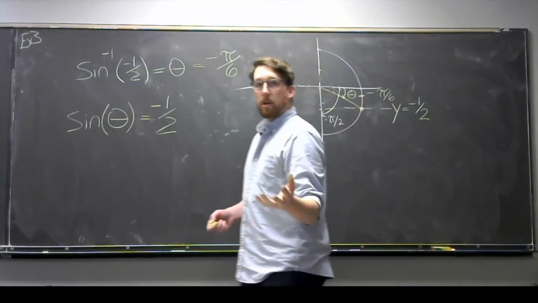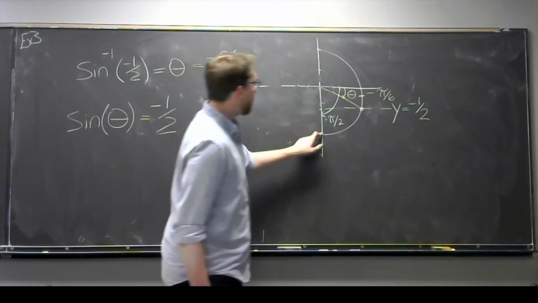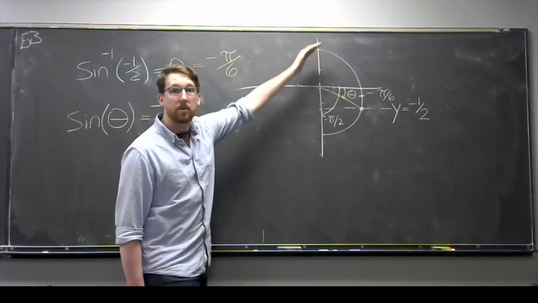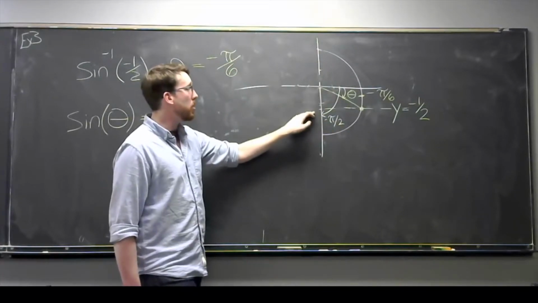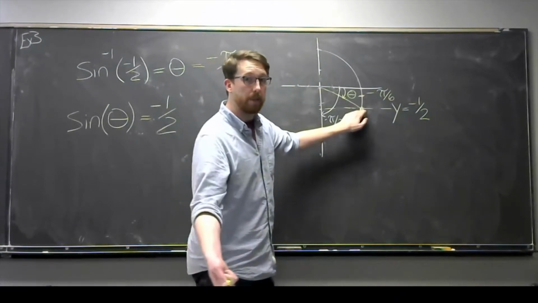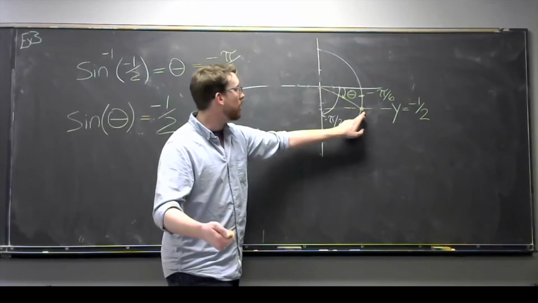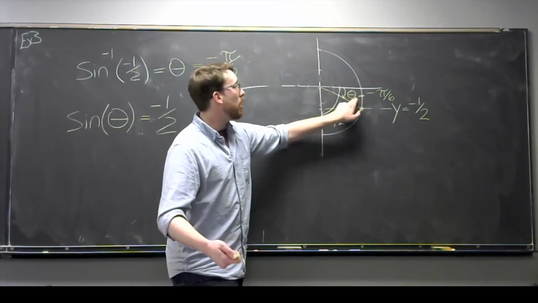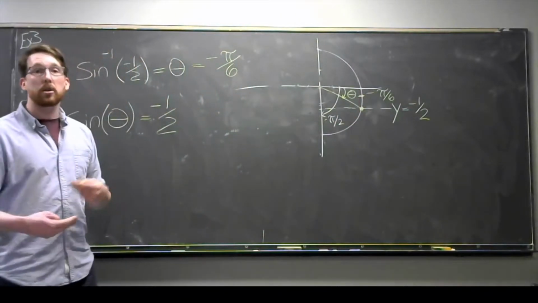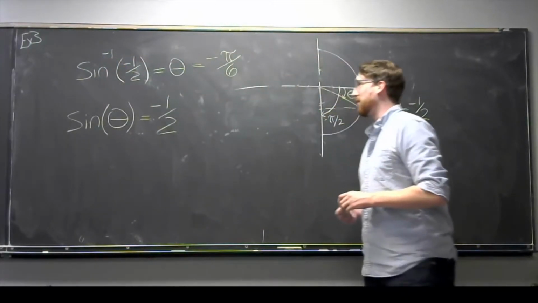Now the way we did this was by saying, all right, we're restricting ourselves only to angles from negative pi over 2 up to pi over 2. So that means we're just restricting ourselves to the right side of the circle. And when we do that, we find the only possible point that fits this description is this one right here. And it only occurs at an angle of negative pi over 6. So this is the geometric interpretation of the arc sine. Well, one of the geometric interpretations.